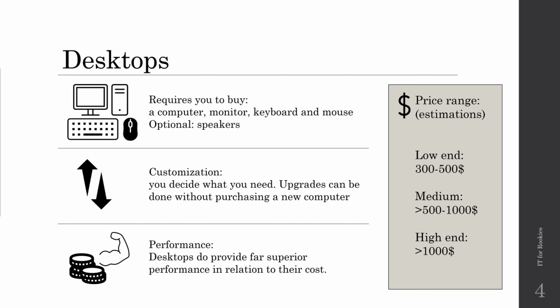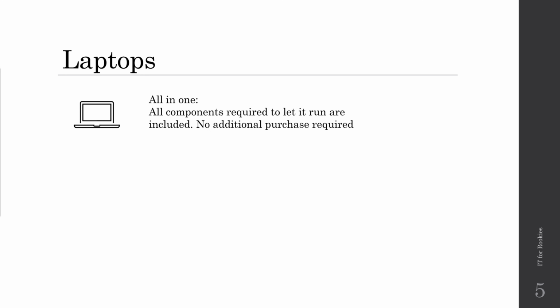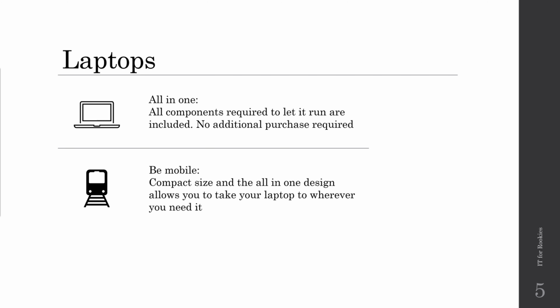Alright, so now that we learned what desktop computers provide, let's switch over to laptop computers. First of all, what do you need to purchase? It's quite easy. A laptop is an all-in-one device. You just go ahead, purchase the laptop, and you are ready to go. Next, the big advantage of purchasing a laptop in comparison to a desktop computer is that you can be mobile. That means that due to its compact size and having a battery built in, you can go ahead and use it on the fly whenever you're not at home.